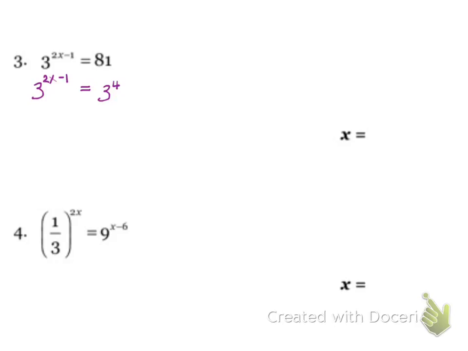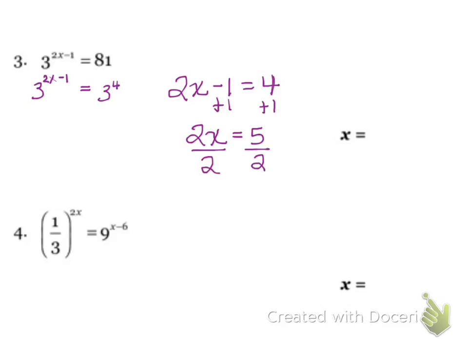So we set the exponents equal to one another. 2x minus 1 equals 4. Add 1. 2x equals 5. Divide by 2. So x equals 5 halves.